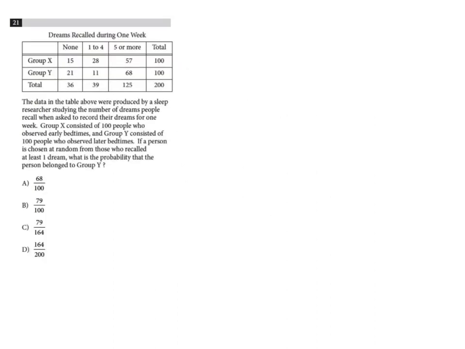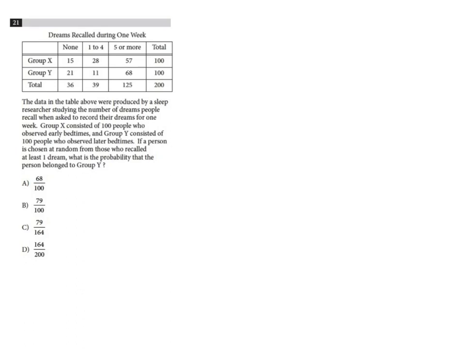Okay, here we go. 21. Dreams recalled during 1 week. Group X and Group Y. It's a two-way table. The data in the table above were produced by a sleep researcher studying the number of dreams people recall when asked to record their dreams for 1 week. Group X consisted of 100 people who observed early bedtimes, and Group Y consisted of 100 people who observed later bedtimes. If a person is chosen at random from those who recalled at least one dream, what is the probability that the person belonged to Group Y?